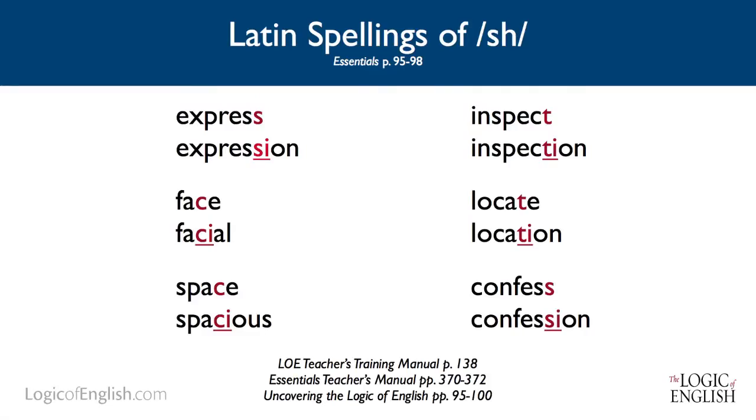Now, if you'd like a tip on how to find which Latin spelling of "sh" to use in a particular word, it can be helpful to look to the root. If you notice the words on your screen, which can also be found on page 138 of the Teacher's Training Manual, you will see that "express" ends in an S, and therefore it uses the SI in "expression". "Face" has a C in it, therefore it uses the CI as in "facial". "Space" has a C, therefore it uses the CI as in "spacious". "Inspect" ends in a T, therefore we use the TI as in "inspection", and so forth.